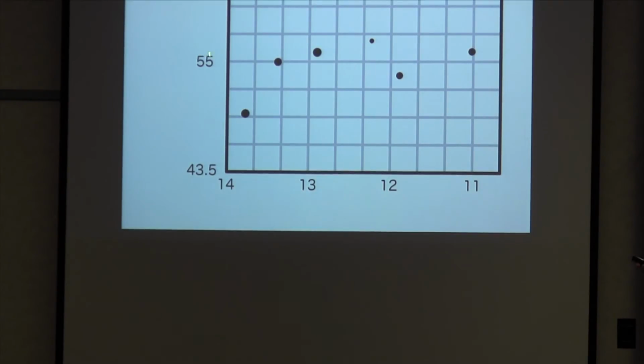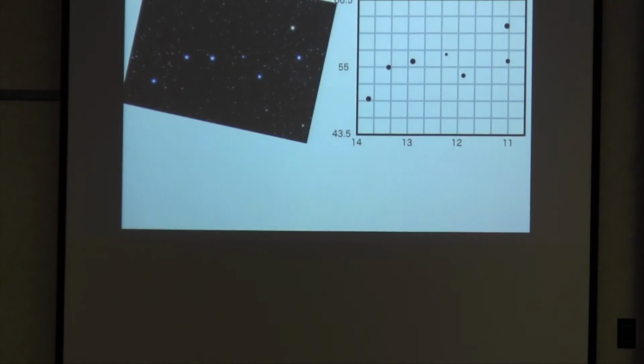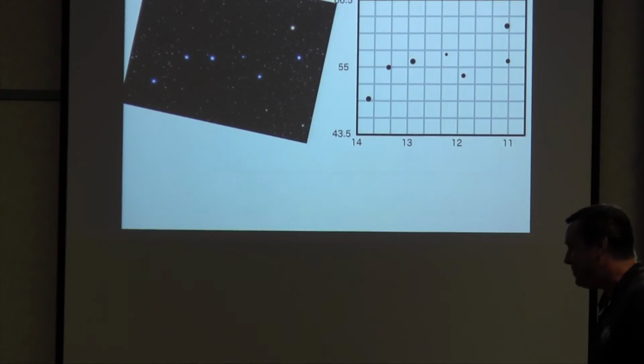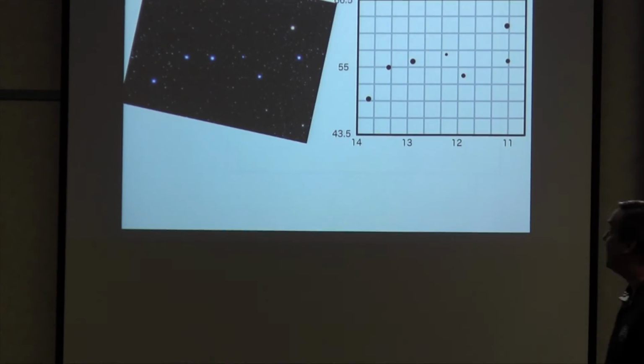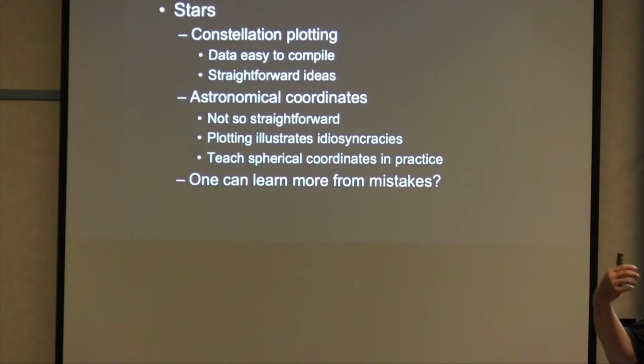But basically, in doing the scaling correctly, we can see that we get a Big Dipper plot that looks like our picture on the sky. All right? So, I forced you guys to make errors. And hopefully, in that way, we taught you about the funkiness of the astronomical coordinates.